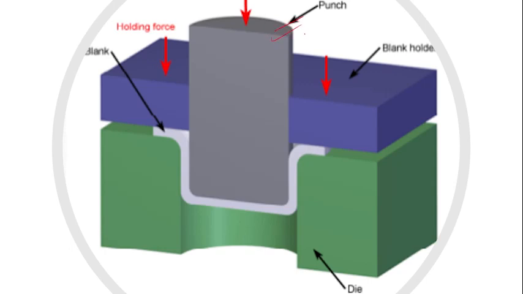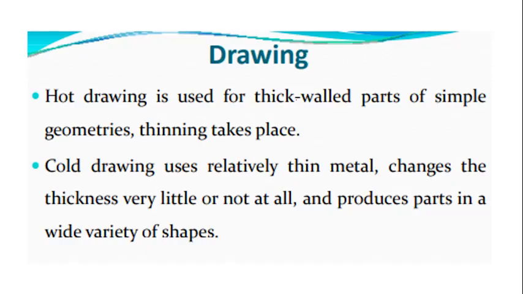These are things we already know. This is called the punch. This will be your blank, your sheet, and this is your die. And there will be one blank holder to provide some holding force, because there is a need to hold the blank. So through the blank holder we will provide some holding force to the blank. So this is your assembly for drawing.